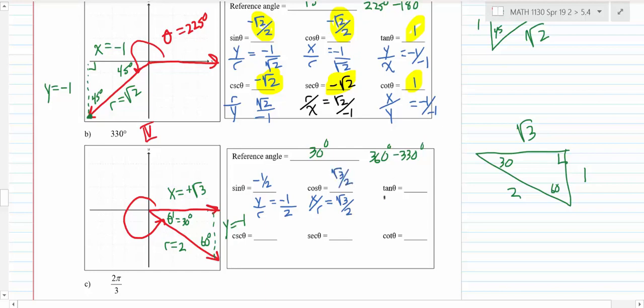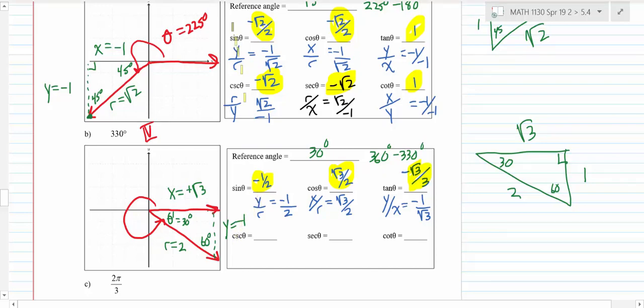Okay, tangent's y over x. Y is -1, x is square root of 3. Rationalize the denominator to get negative square root of 3 over 3 like that. Okay, and then you can do the reciprocals to get the other values like this then.